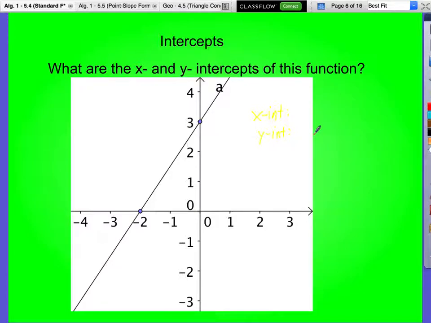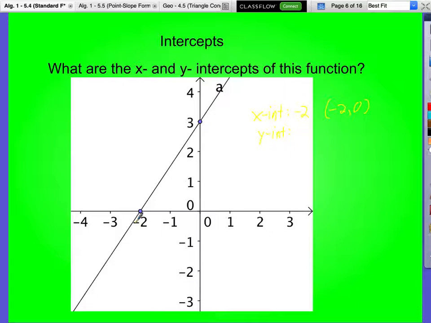So, what is the x-intercept here? -2 is where it crosses the x-axis. And what's the point for that? What point would that be? -2, comma 0. Okay, notice y is 0 when it's the x-intercept because it crosses the x-axis, meaning that y has to be 0 for it to cross the axis, okay?